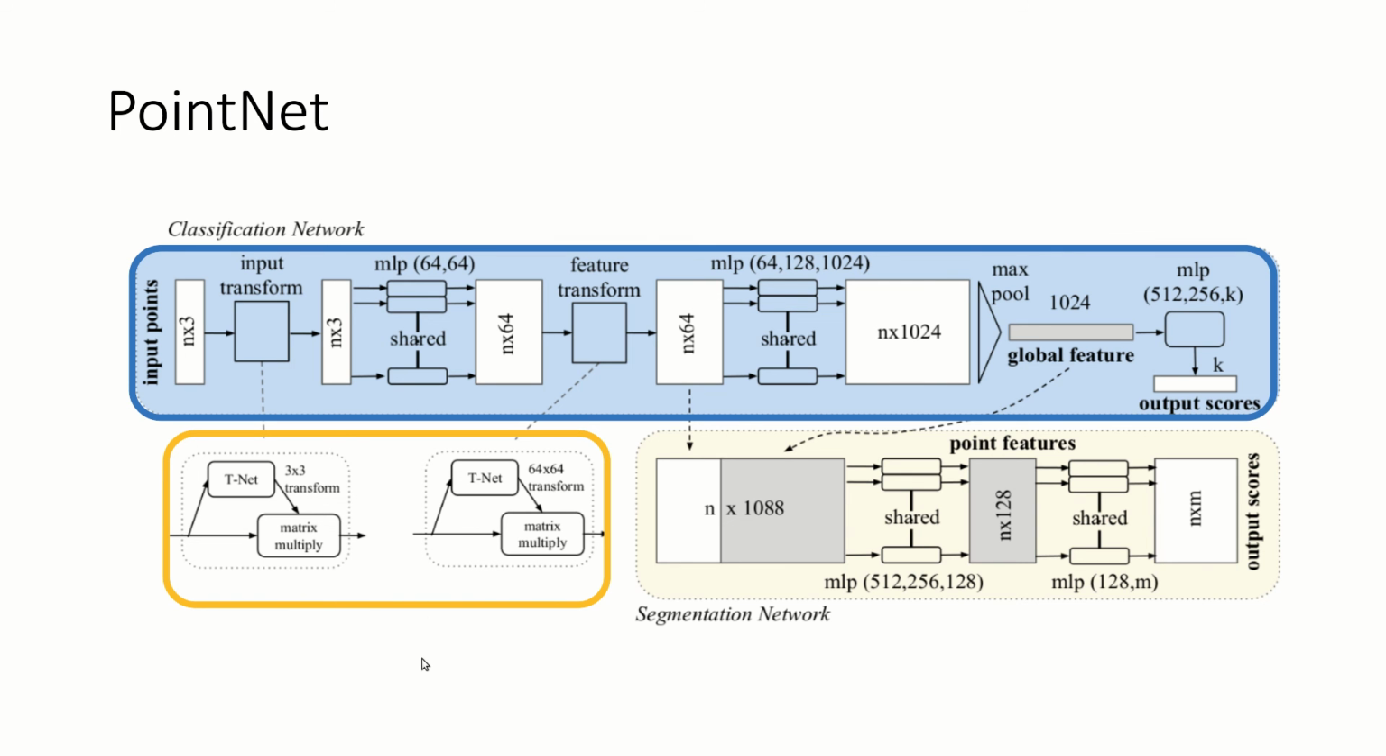Why do they predict a matrix? Because for 3D data, matrix multiplication means affine transformation. The left block tries to predict a 3 by 3 matrix, and the right block predicts a 64 by 64 matrix. These match the second solution.